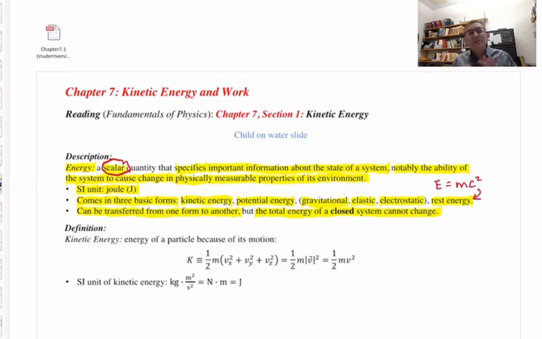Okay, with that somewhat vague description of energy, let's get to our first definition of a form of energy, and let's now be specific once we start defining things.